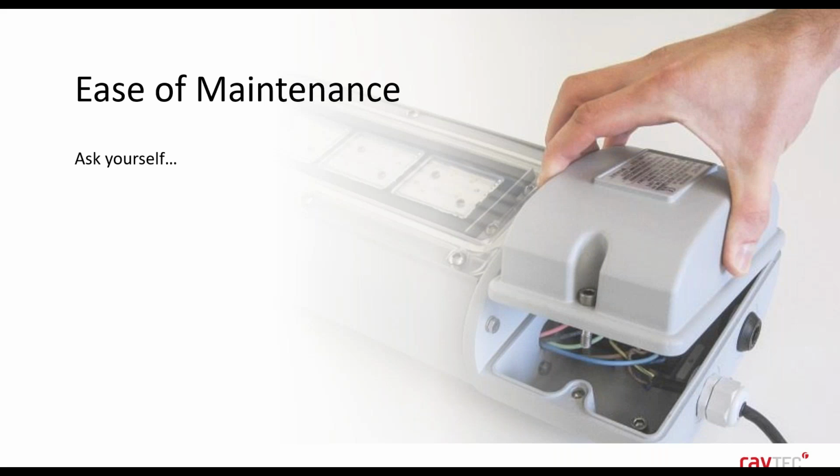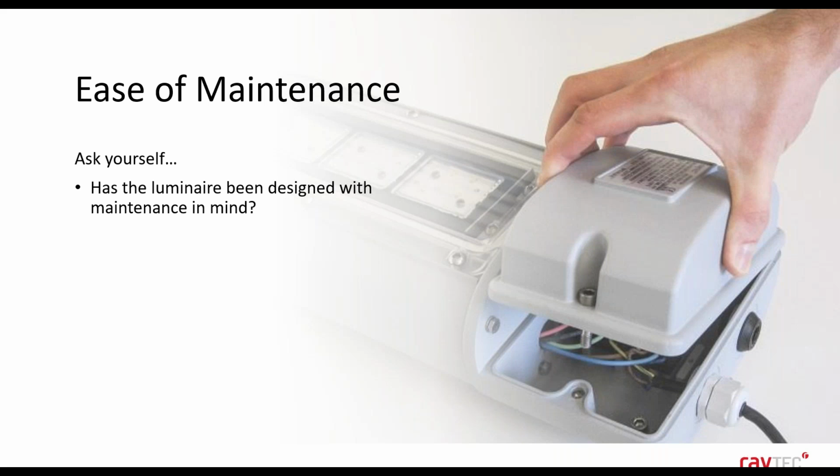So when you're specifying a linear luminaire, as a minimum, you should be asking yourself three key questions. We think, firstly, has the luminaire been designed with maintenance in mind? As an example, Raytec SPARTAN Linear features a unique modular design that allows spare parts to be replaced independently and maintenance to be carried out quickly and easily. But that's not necessarily always the case with all linear products.